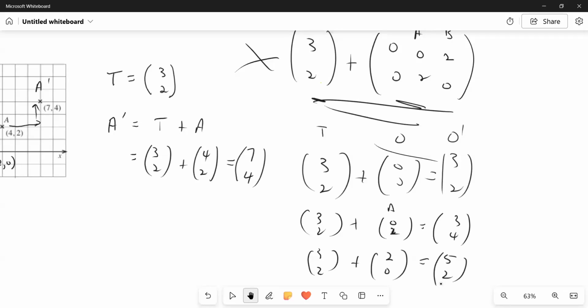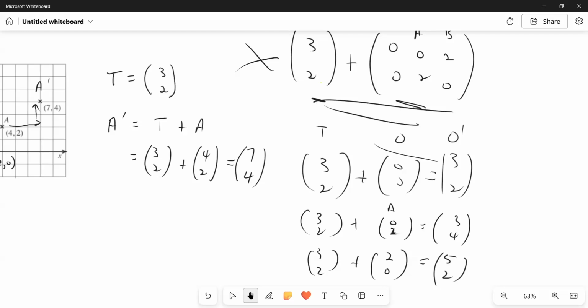That's the difference with translation. With the others, you could have multiplied all together. But in translation, the rule for adding matrices is what stands in the way. So you have to do them one by one.